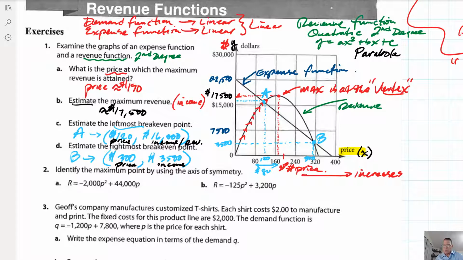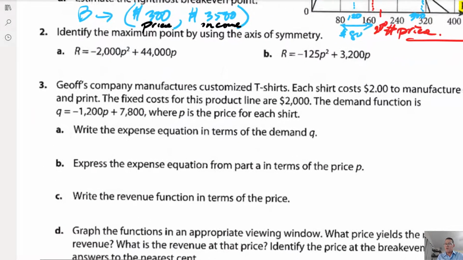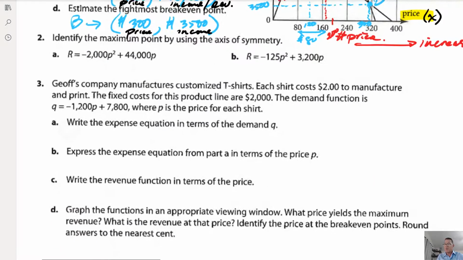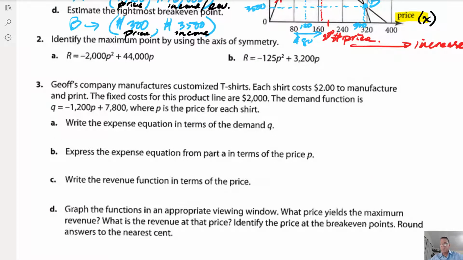All right, let's get into number two. Number two says identify the maximum point by using the axis of symmetry. We're going to do this two different ways. We're going to do it by hand using what we know of quadratics, and then we're going to use Desmos because of the technology and it's easy to use. So I'm going to do it by hand first, and then I'll back everything I say with Desmos.